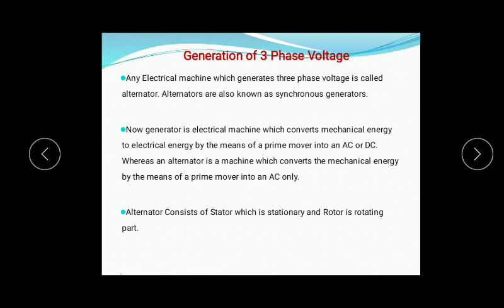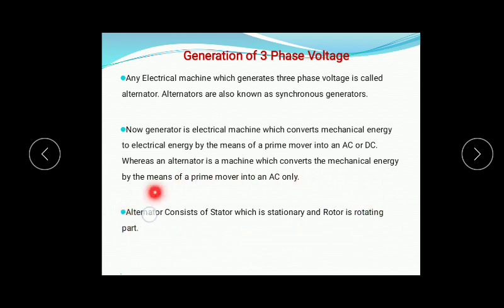Now the alternator consists of two parts, stator and rotor. Stator is stationary, rotor is rotatory. So here we get a picture of electromagnetic induction.